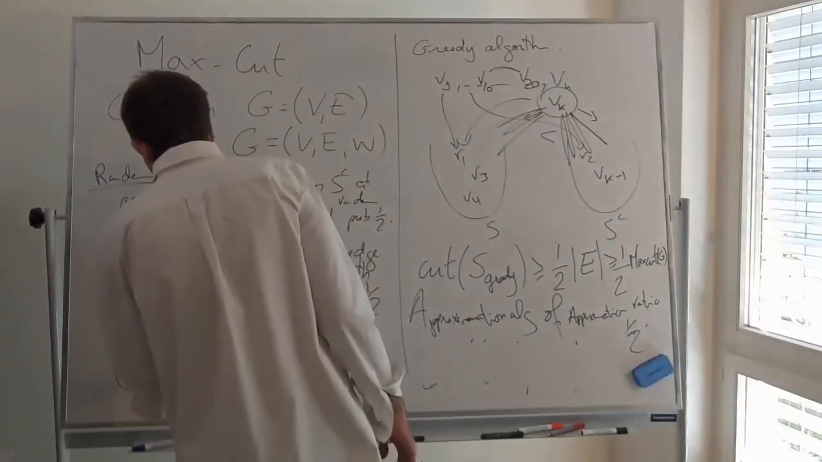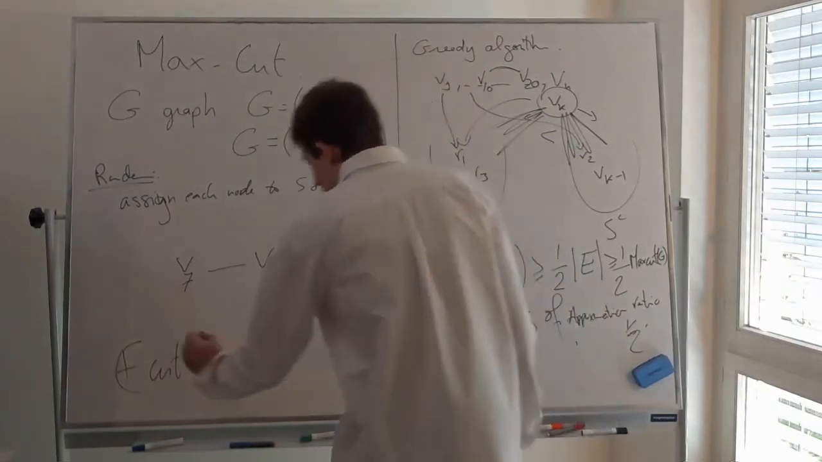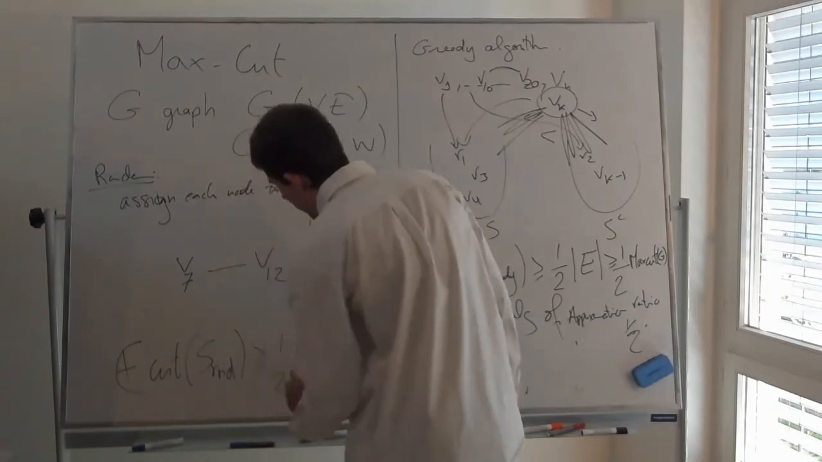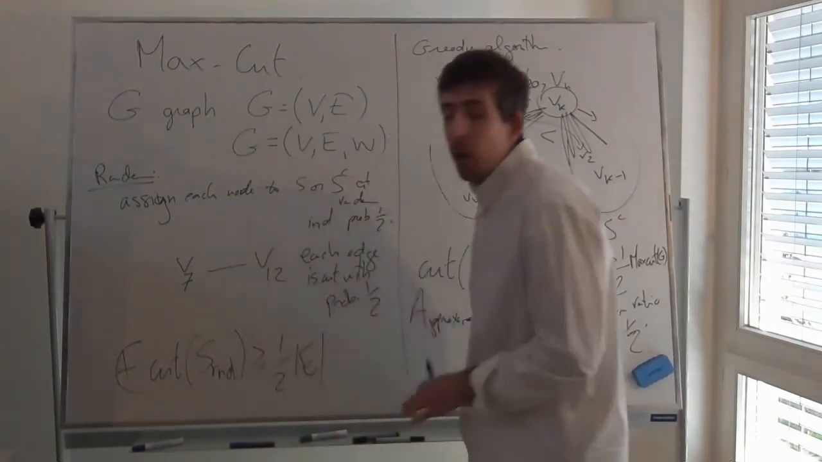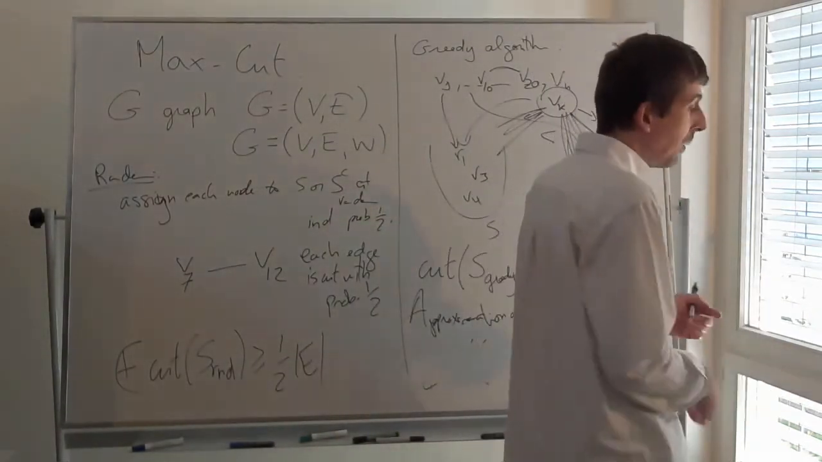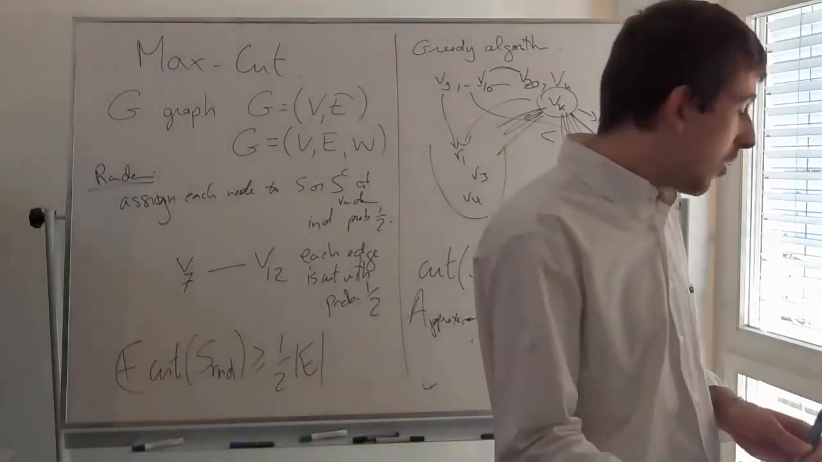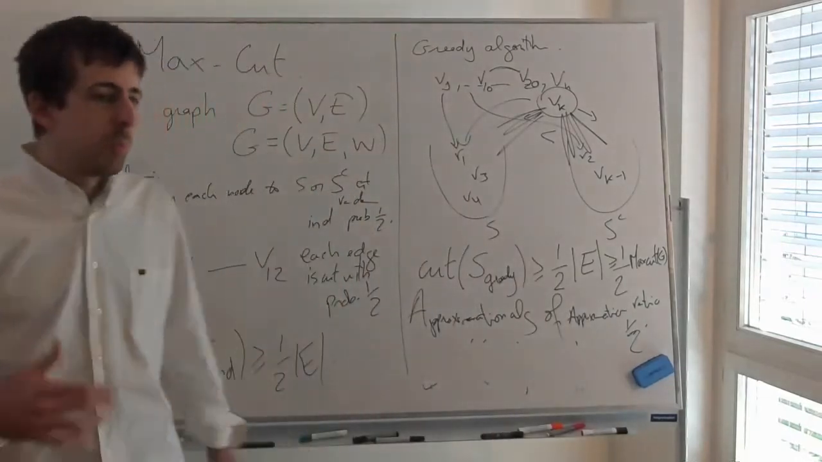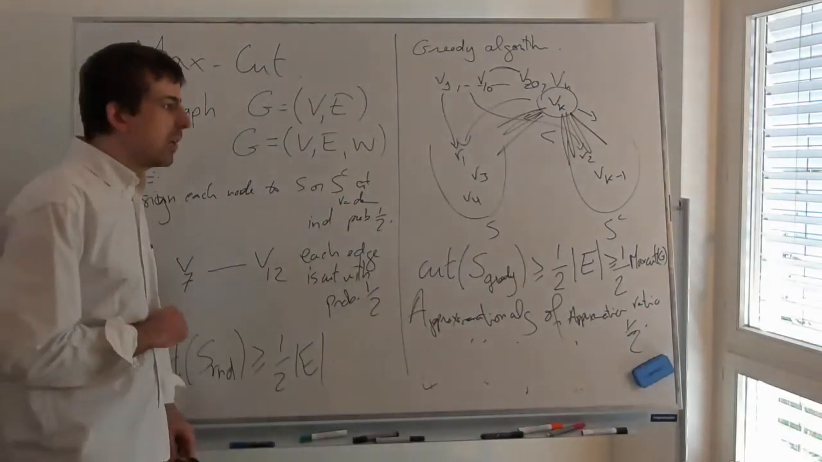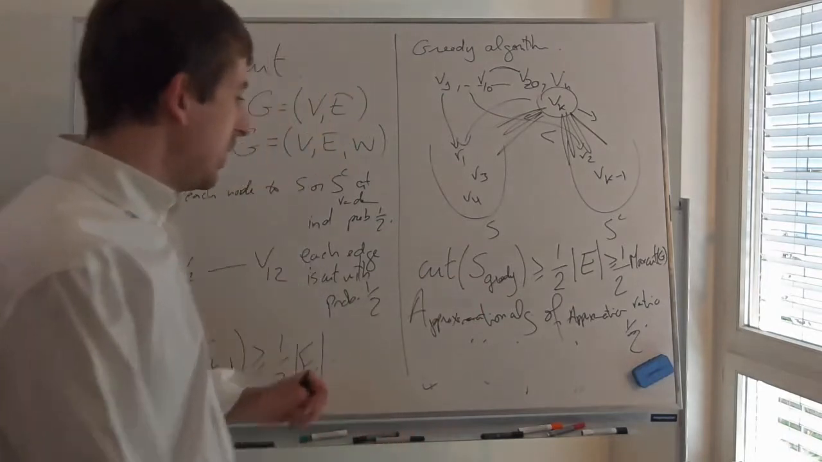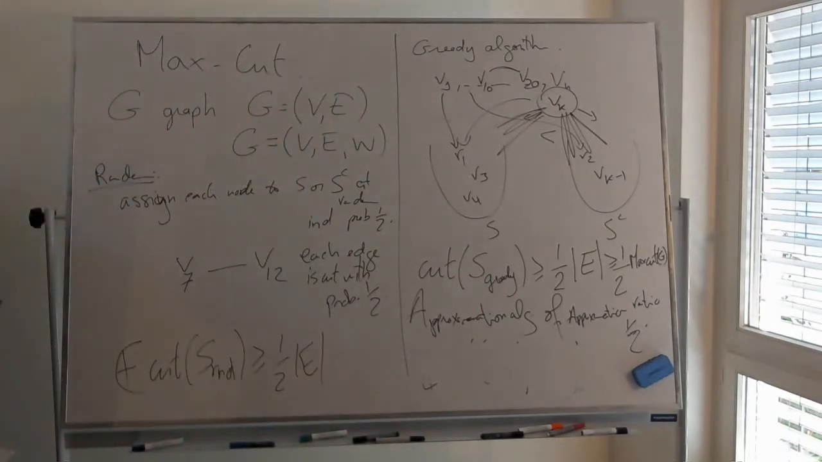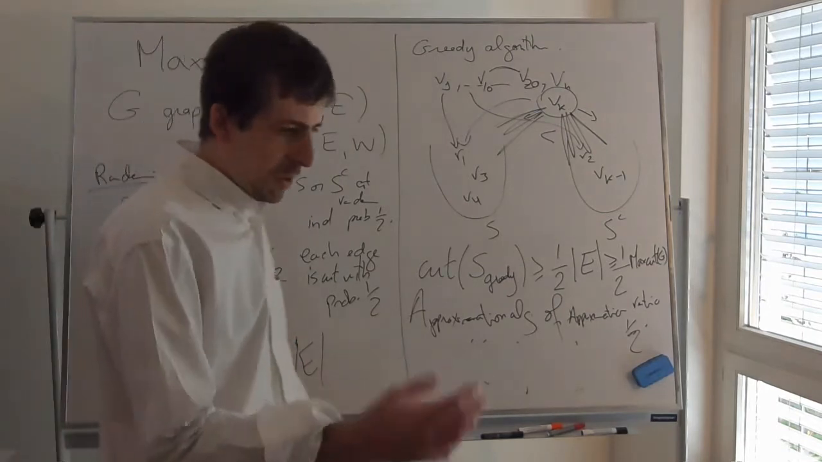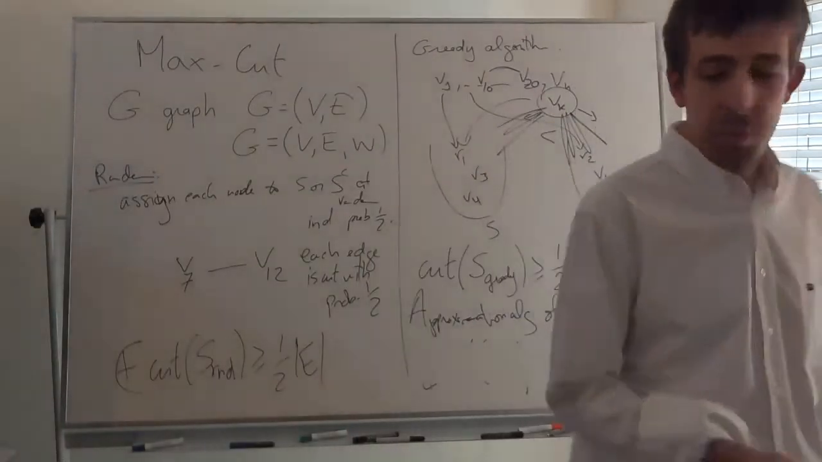Expected value of the cut of S random is bigger or equal than half of the number of edges. So there you go, two different algorithms that give you an approximation ratio of a half. Now we're going to improve over this half. We're going to show you a very nice algorithm by Goemans and Williamson that improves over it. The number that I'll show you is around 87%, and that one is believed to be optimal.